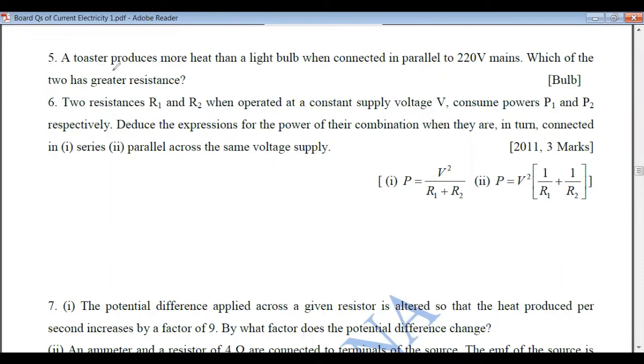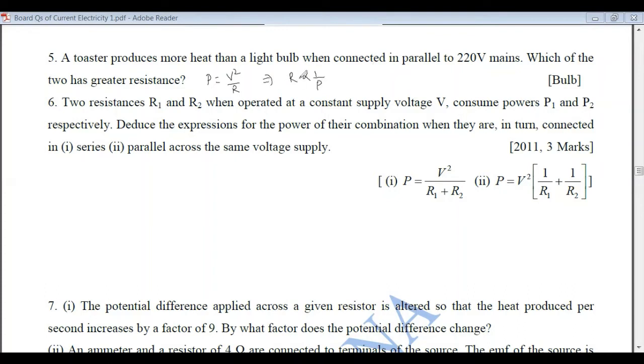Question number 5 is: a toaster produces more heat than a light bulb when connected in parallel to 220 volt mains. Which of the two has greater resistance? We know that P is equal to V square upon R. As they are connected in parallel, both are getting the same potential difference, that is 220 volts. So from here we see that resistance is inversely proportional to power.